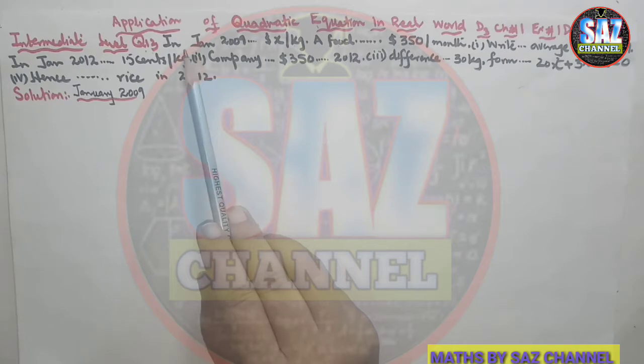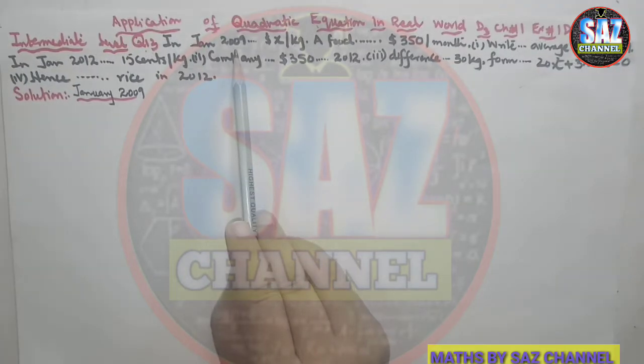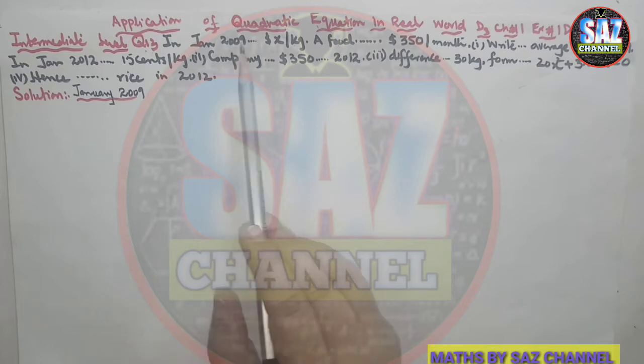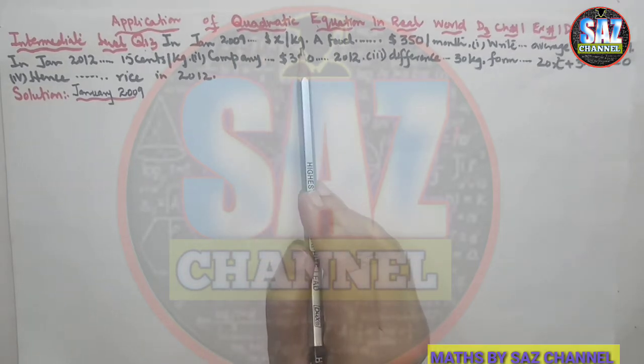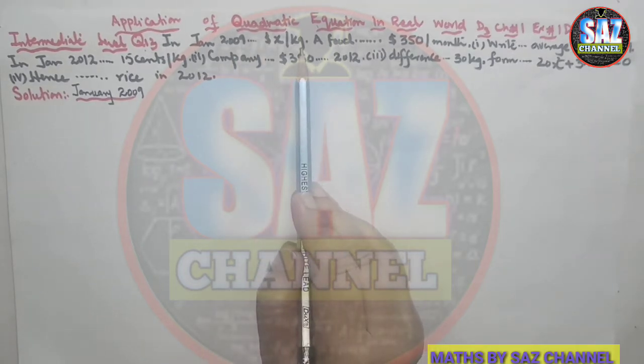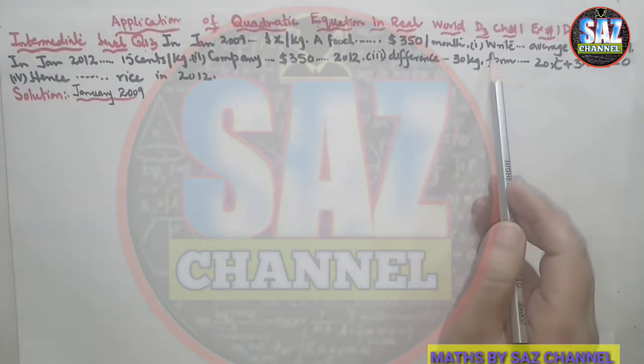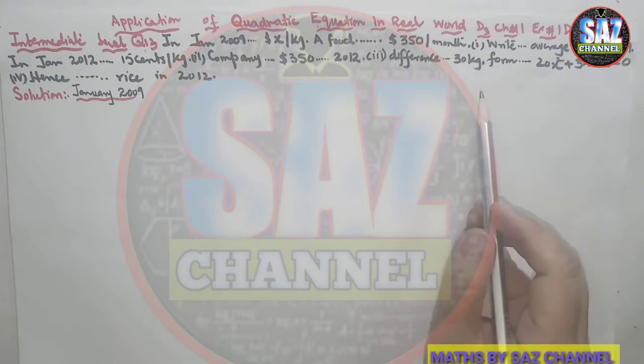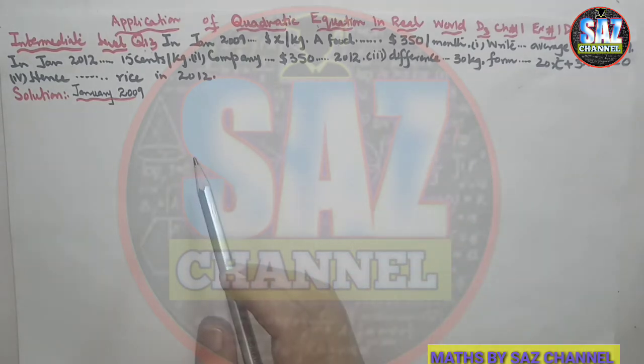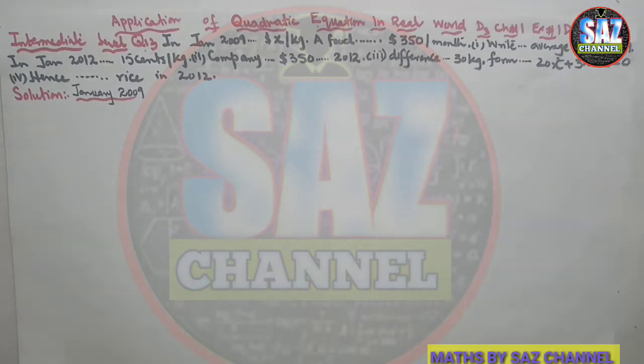Question says that in January 2009 the price of rice in the Singapore was $X per kg. A food catering company spent an average of $350 on rice each month. The first part of the question says, write down an expression in terms of X for the average amount of the rice that the food catering company ordered in January 2009.